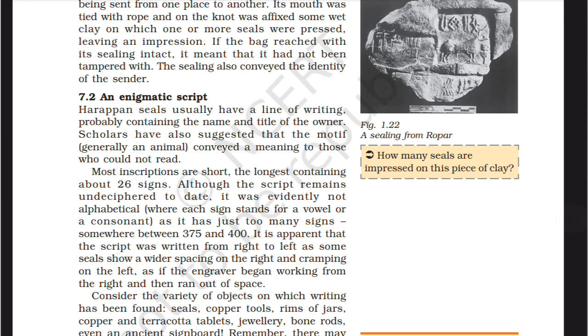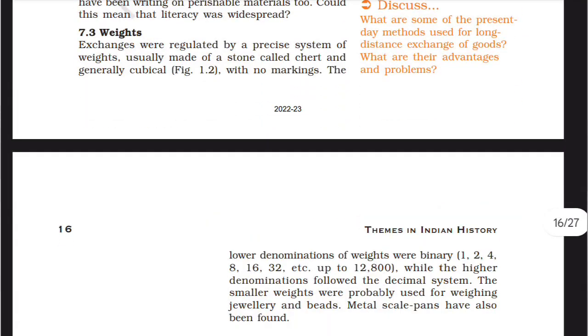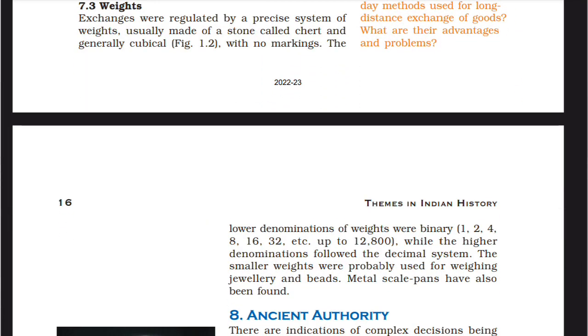The writing was written from right to left. Usually we write from left to right. It is similar to Arabic; if you know Arabic, we write Arabic from right to left, so it is very much similar to that. And now moving to the weights: weights were made of a stone called chert, which is of cubical shape.